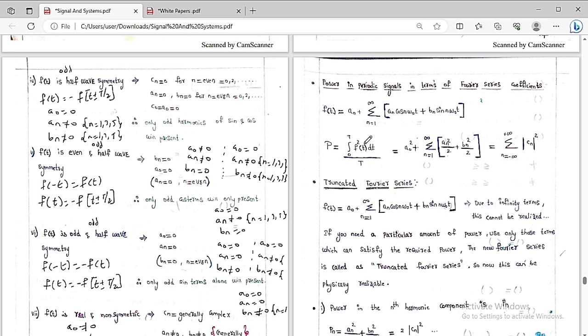The next point that we are going to discuss is power in periodic signals in terms of the Fourier series coefficients. So I am going to find the expression of the power in periodic signals in terms of Fourier series coefficients.